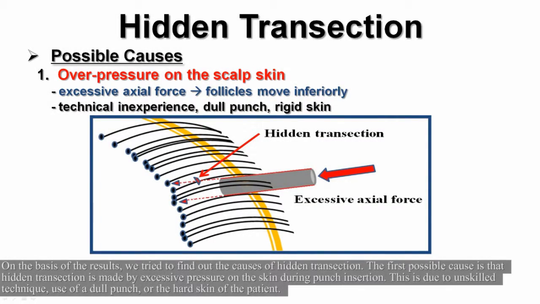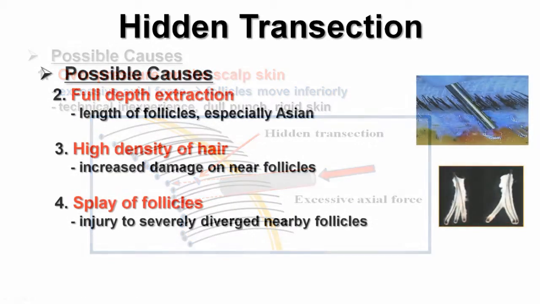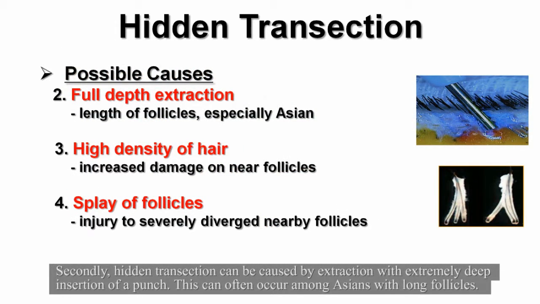On the basis of the results, we tried to find out the causes of hidden transection. The first possible cause is that hidden transection is made by excessive pressure on the skin during punch insertion. This is due to unskilled technique, use of a dull punch, or the hard skin of the patient. Secondly, hidden transection can be caused by extraction with extremely deep insertion of a punch. This can often occur among Asians with long follicles.